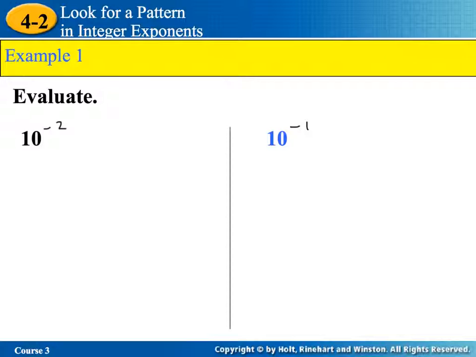10 to the negative 2 we just did. Remember, I'm moving my decimal over to the left this time. My answer is 0.01. Think of that pattern. If I know 10 to the 0 power is equal to 1, I move my decimal over 2 spots. Another one, 10 to the negative 1 is 0.1. It's 1/10.